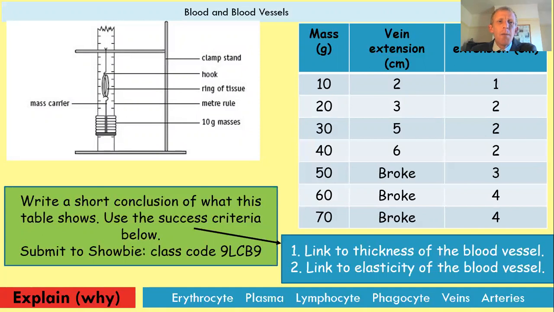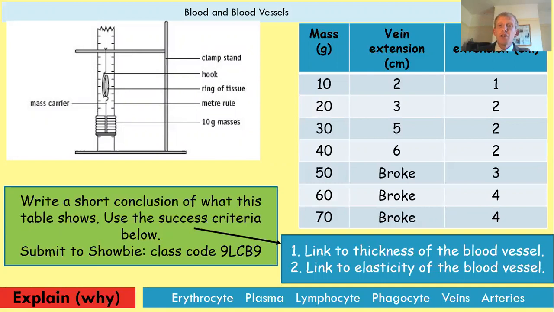We've got a practical. I've done this practical myself. It's quite an interesting one. What you do is you attach a section of artery and a section of vein onto a clamp stand, and then you attach a ruler along the side of that, and you add different weights to one end of either your vein or your artery. And as you add the weights, you measure how far that blood vessel stretches, and eventually you'll get to a point where you add too many weights and the blood vessel will snap and rupture and break.